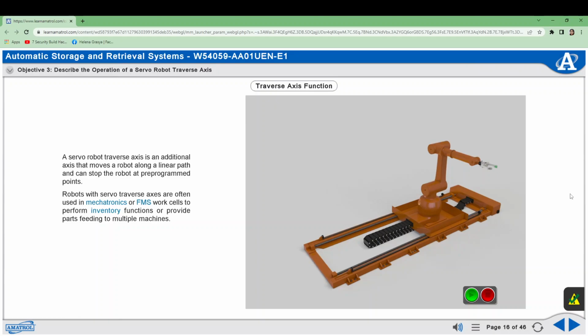Servo robot traverse axes increase the work envelope of a robot. Without this larger work envelope, the robot would have to be larger or multiple robots would have to be used to cover the same area, which would increase the overall cost of the FMS. Using a single robot with the traverse axis decreases the amount of programming and interfacing needed.